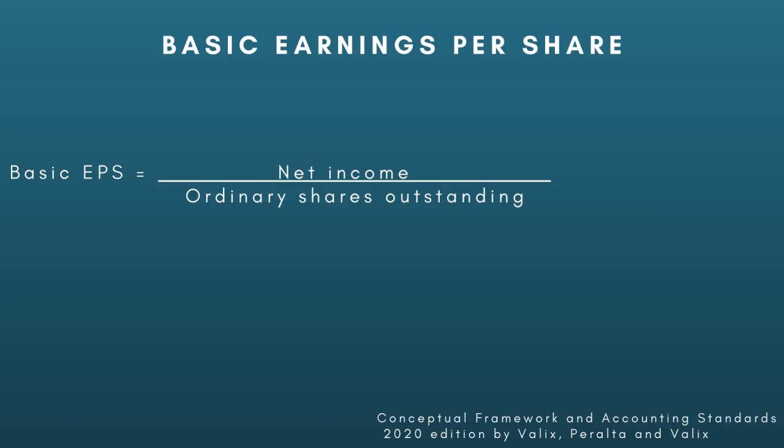Now, paano naman yung computation ng earnings per share? Now, as you can see here dito sa screen, the basic earnings per share. So it is basic earnings per share equals net income over ordinary shares outstanding. So the net income is equal to the amount after deducting dividends on preference shares.